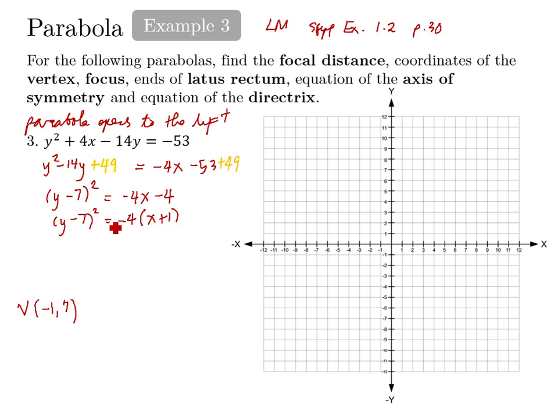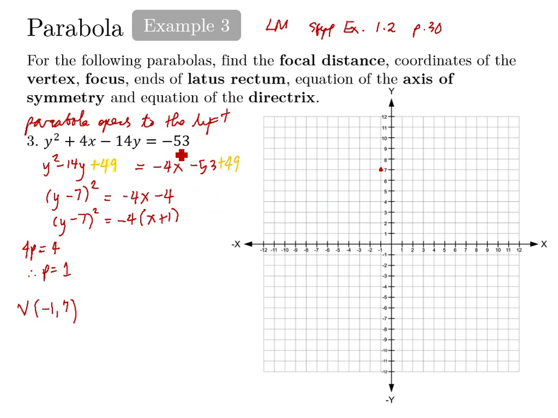Okay. Now, let's compute for the focal distance. Yung 4P natin is equivalent to 4, therefore P equals 1. So we have focal distance of 1. Okay, let's plot. The vertex is at negative 1, 7. So here is your vertex.